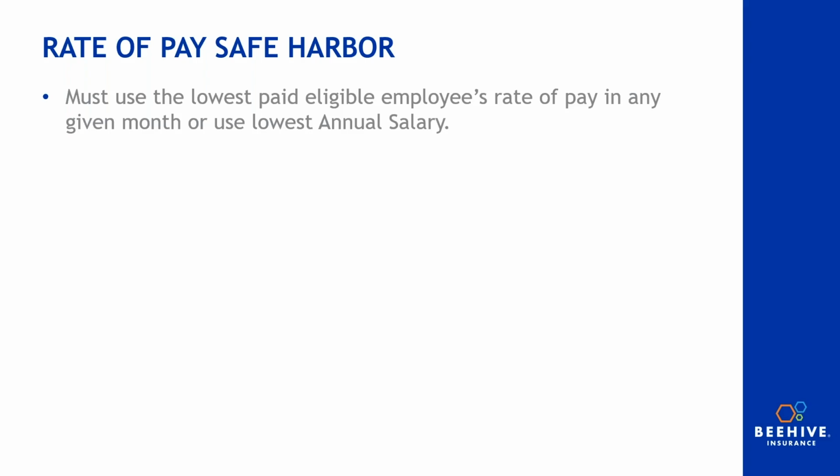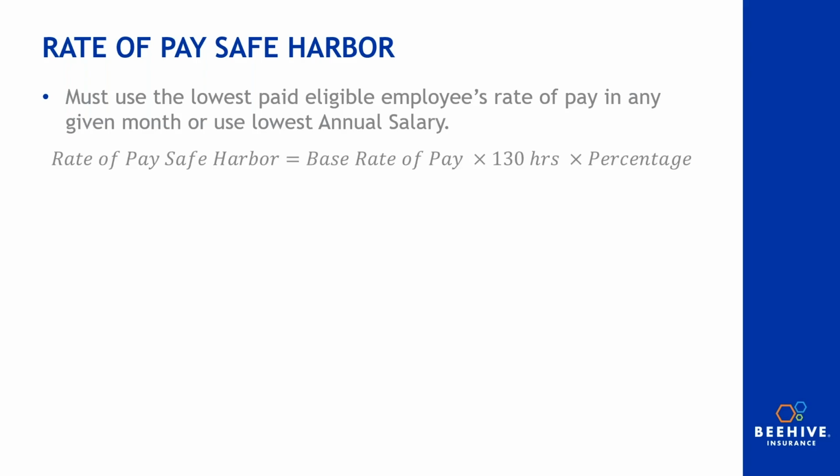The one for hourly employees, those who are paid on an hour-to-hour basis, is we take the base rate of pay multiplied by 130 hours for the month, and then by the affordability percentage for that year. Keep in mind that the base rate of pay cannot include any tips, bonuses, commissions, or things of that nature. It is the base rate of pay. So if you are paying employees, their base rate of pay is, say, $4 an hour because they are waiters and waitresses, this can be a hard safe harbor to make.